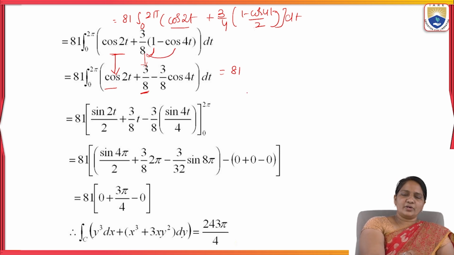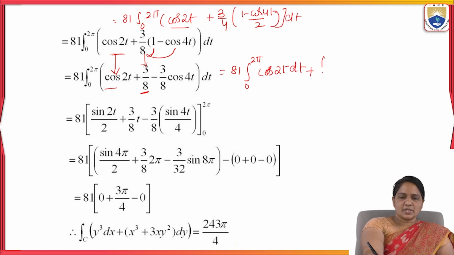So now we are doing the integration here. Integral 0 to 2 pi of cos 2t dt separately, individual terms. Integral 0 to 2 pi of 3 by 8 dt minus integral 0 to 2 pi of 3 by 8 cos 4t dt.